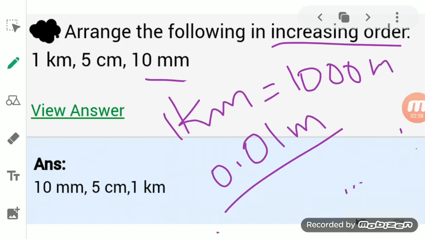So at first we will write here 10 millimeter. Then 5 centimeter, that will be equal to 0.05 meter, which is greater than 10 millimeter but less than 1 kilometer. So we will write here 5 centimeter, and later on the kilometer, because it is a higher quantity than the others. Okay.